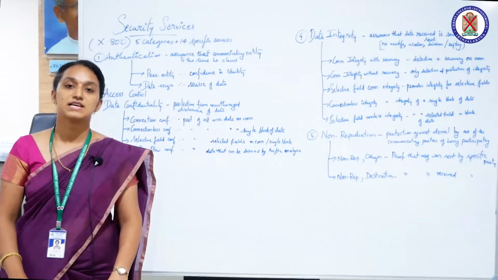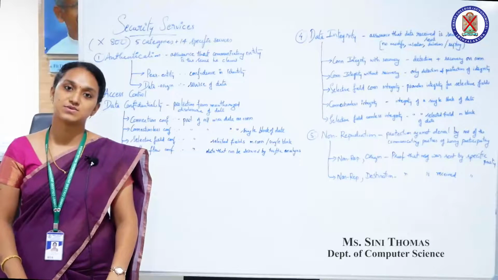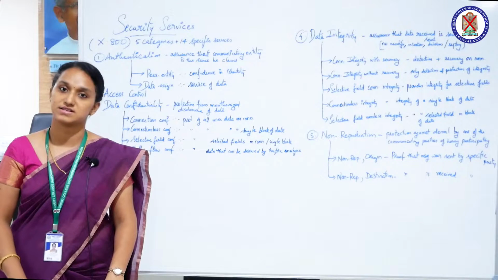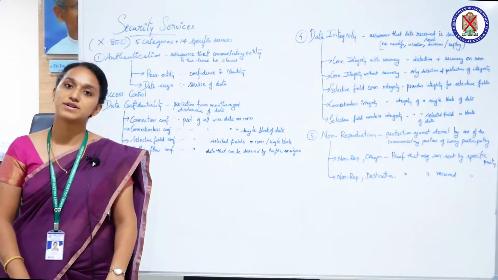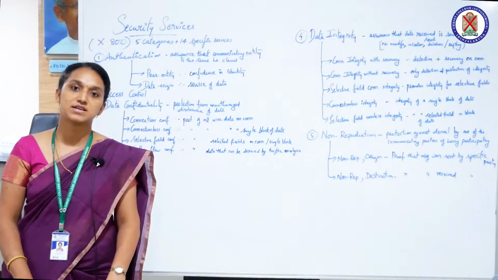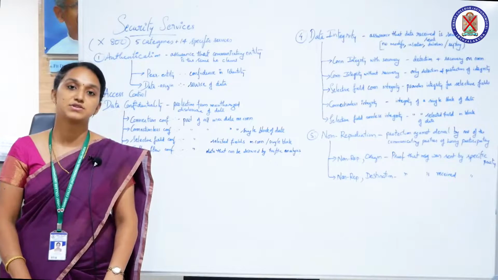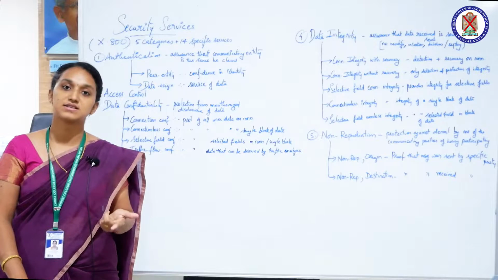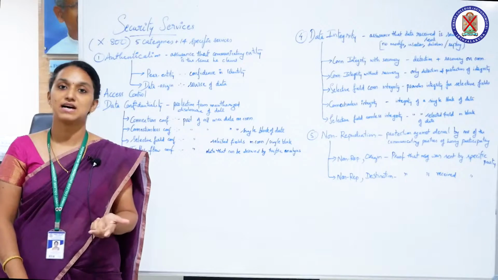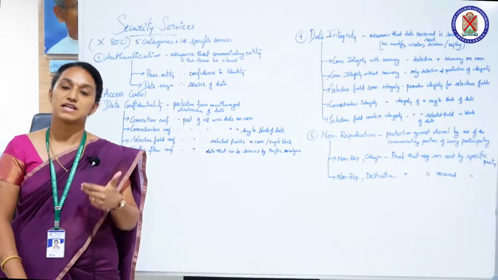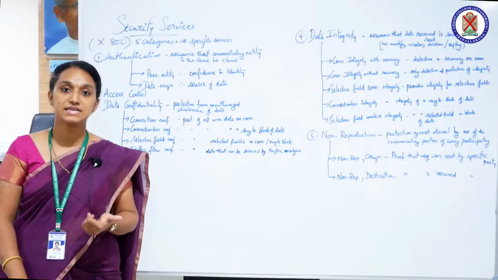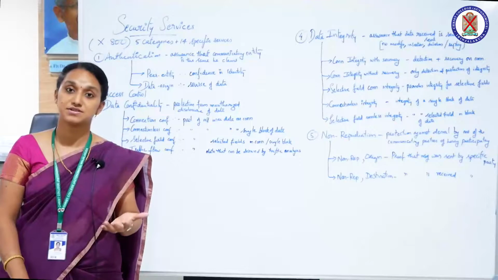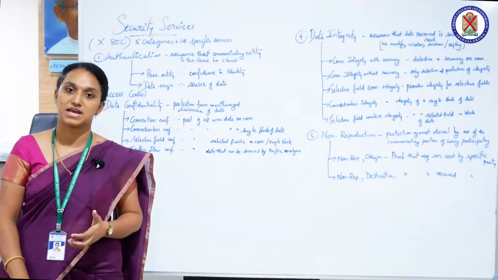Hi students, in our last session we have already dealt with the basic concepts of computer security and its architecture. As we have already learned, the OSI security architecture can be categorized into three parts. The first one is security attacks, the other is security mechanisms, and last is security services. In our last class we dealt in detail with security attacks. In this session we will be dealing with security services and security mechanisms.